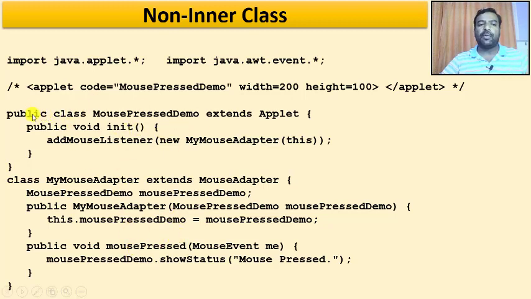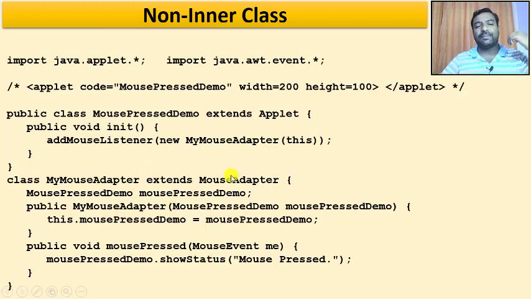For example, I'm going to have a public class, MousePressDemo, which is going to be an applet. I am going to register the mouse listener and it's going to have its own method. So I'm declaring my mouse adapter method, and in this I'm going to call the function by passing a parameter and the mouse pressed event. The same example that we have looked at.